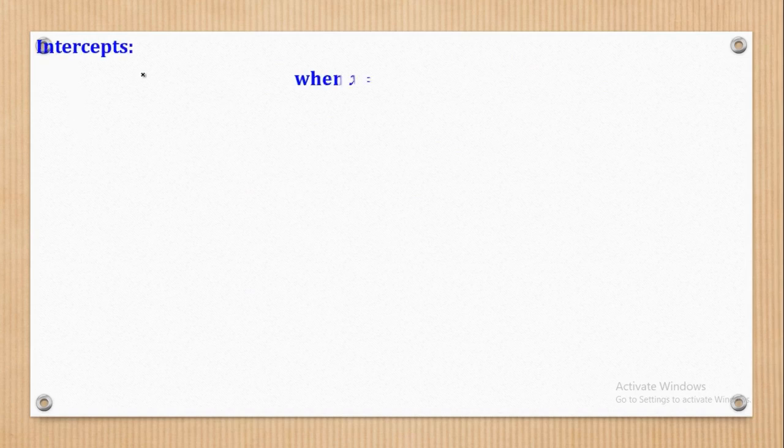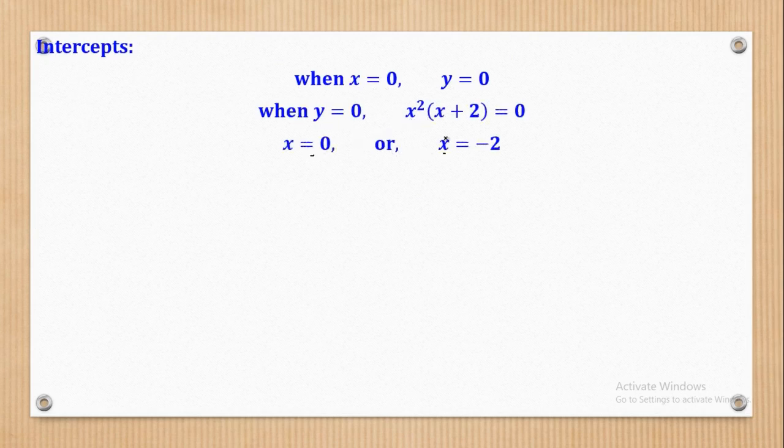Now we shall go to the intercepts. So when x is equal to 0, y is 0. When y is 0, x is that. Therefore, x is equal to 0 or negative 2. Therefore, the intercepts are (0, 0) and (negative 2, 0).